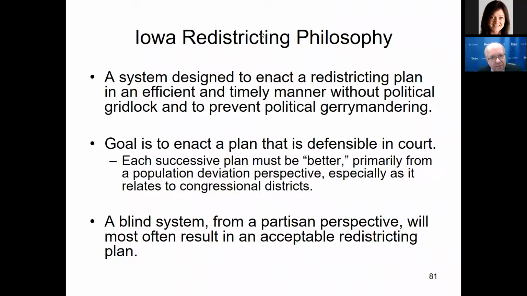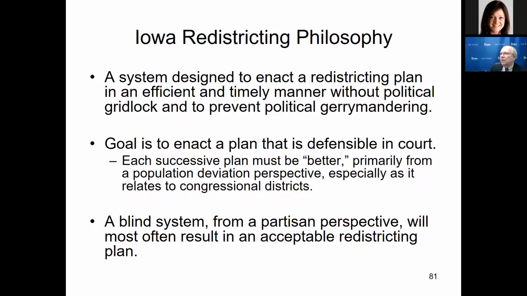Kind of in conclusion, what is Iowa's redistricting philosophy, at least in my opinion? It is a system designed to enact a redistricting plan in an efficient and timely manner without political gridlock and to prevent political gerrymandering. The goal is to enact a plan that is defensible in court. So each successive plan must be better, primarily from a population deviation perspective, especially as it relates to congressional districts. Finally, it is a blind system from a partisan perspective.